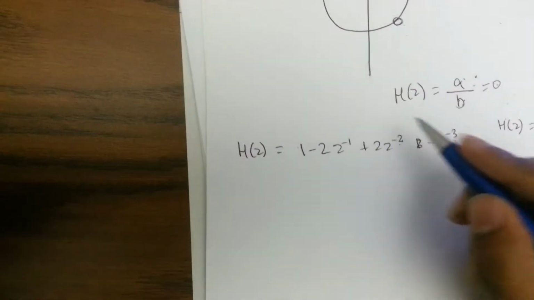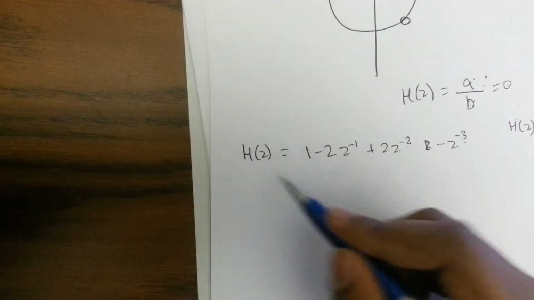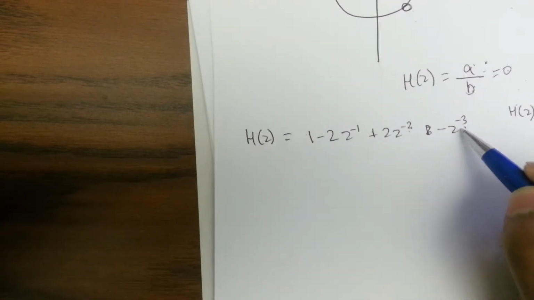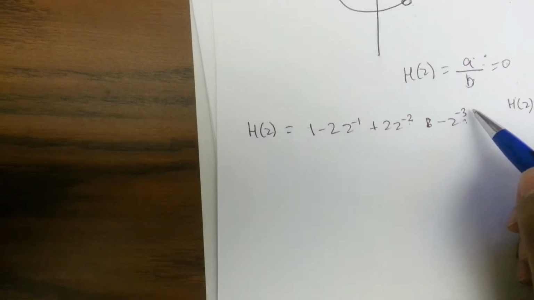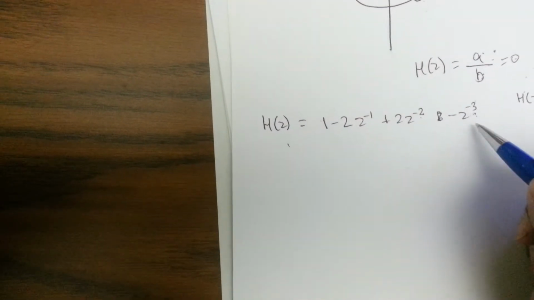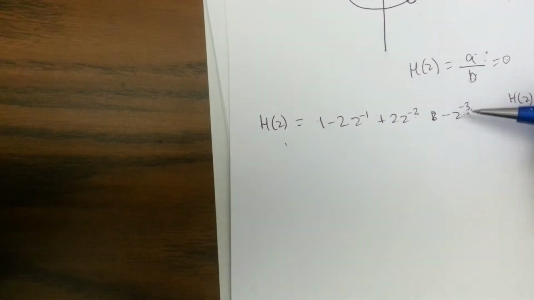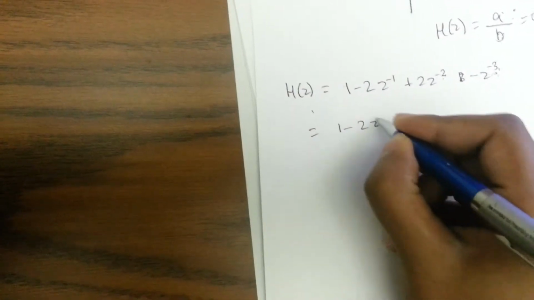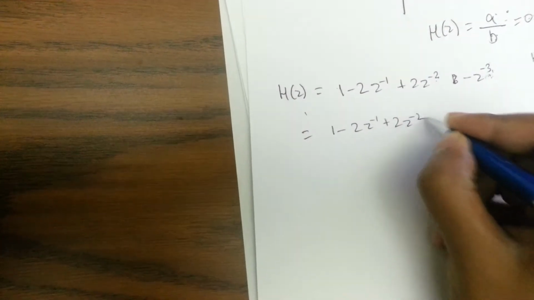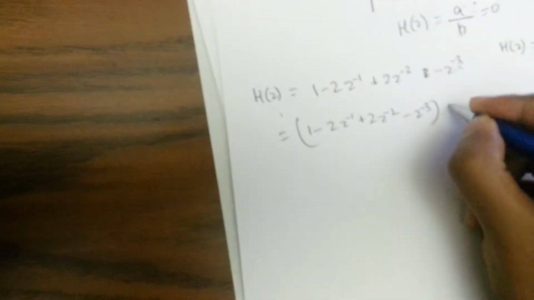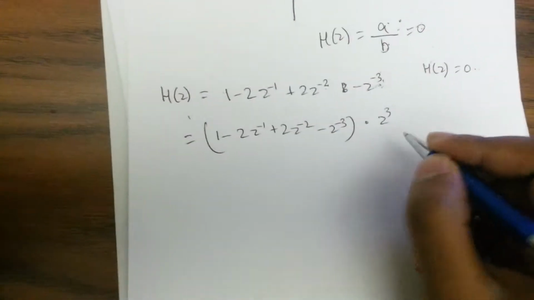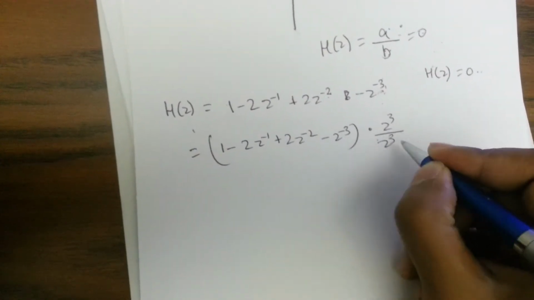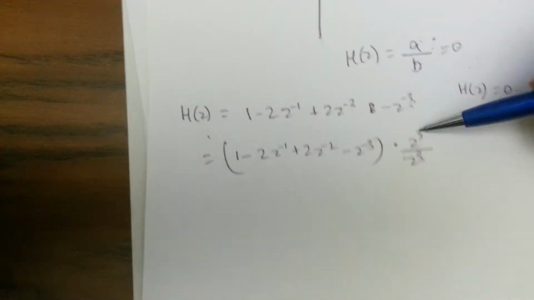So what we can do is multiply this by the highest negative power that's already here. In this case we have minus 3, that's our highest negative power. If we multiply and divide H(z) by the highest power, we can get non-negative powers. I'll show you how. This is the same as 1 minus 2z to the minus 1 plus 2z to the minus 2 minus z to the minus 3, multiplied by z to the 3, but we can't just multiply it. This is not the same thing, so we must also divide by z to the 3. So now we are multiplying and dividing both.